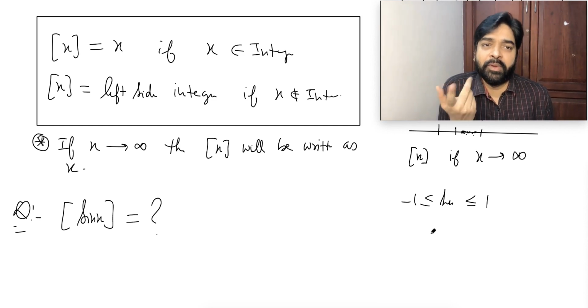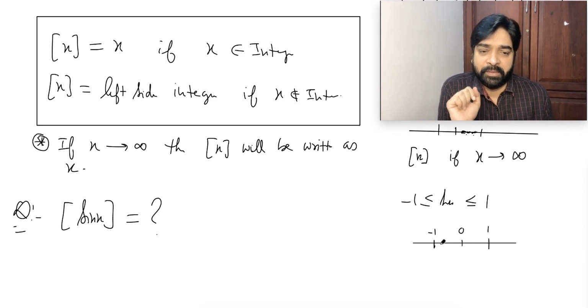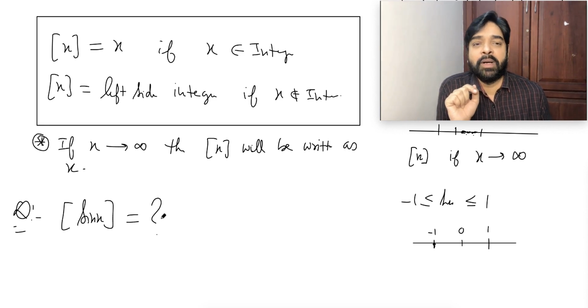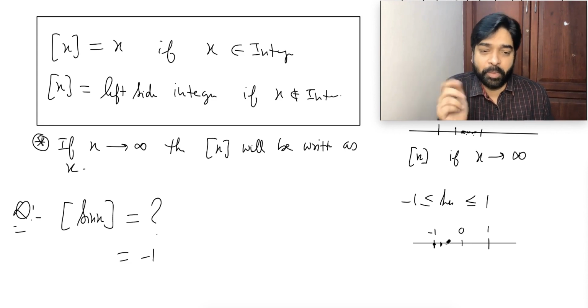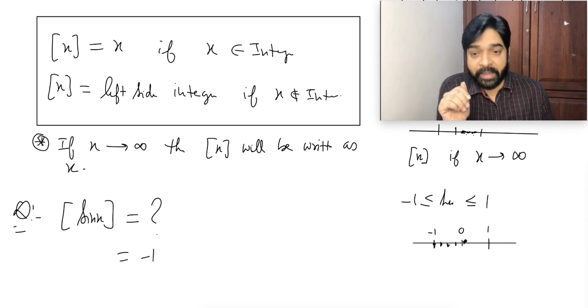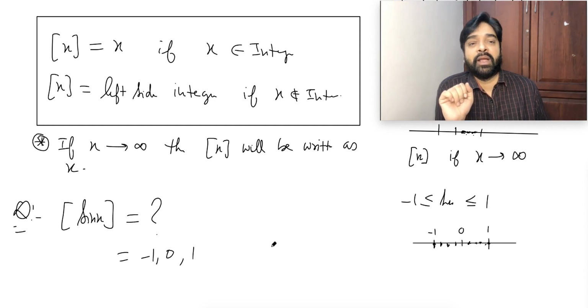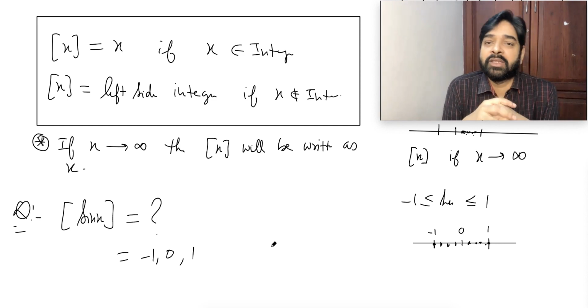Always x whatever, I don't care. Think very carefully: some number is lying between minus 1 and 1. If it's minus 1, its value will be minus 1. Suppose sin x is here, then also minus 1, because of the left side integer. Here, then 0, so 0 also can happen. But sin x can be 1 also. So there are 3 values: -1, 0, 1.